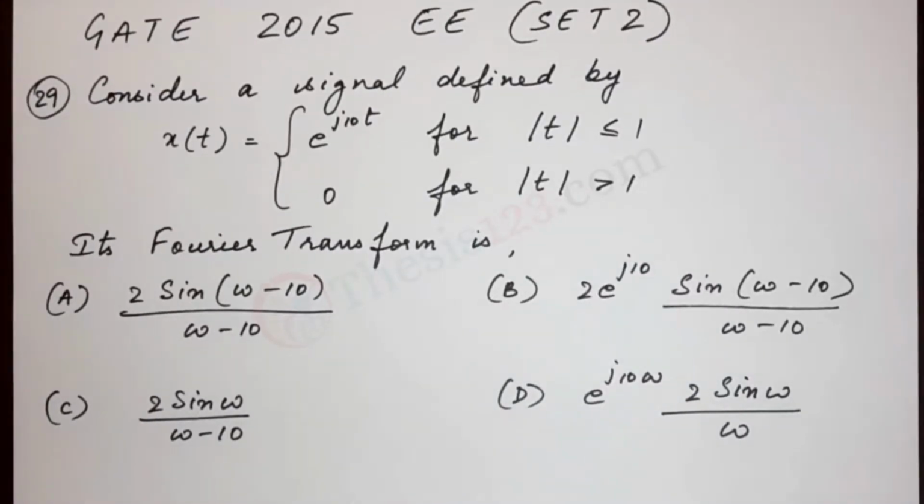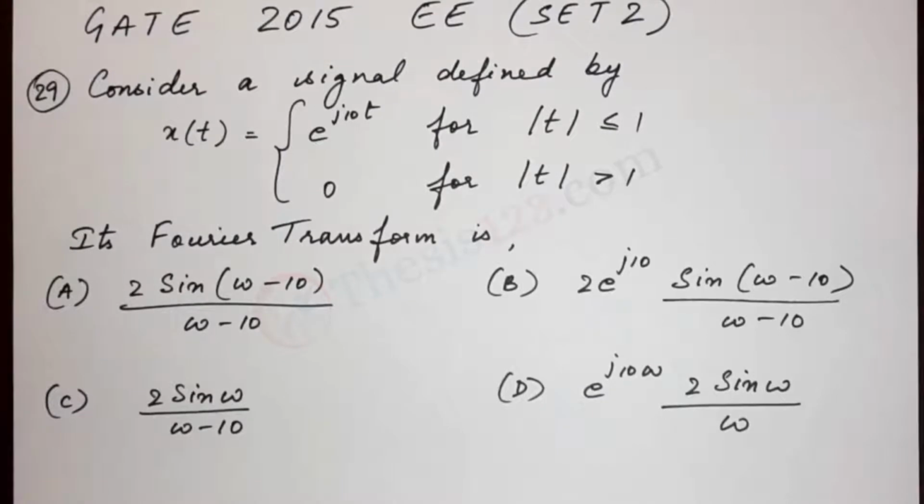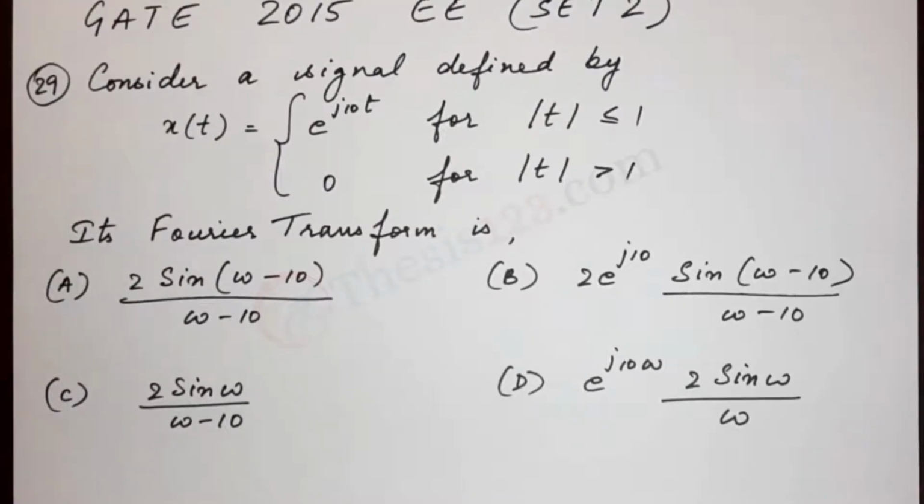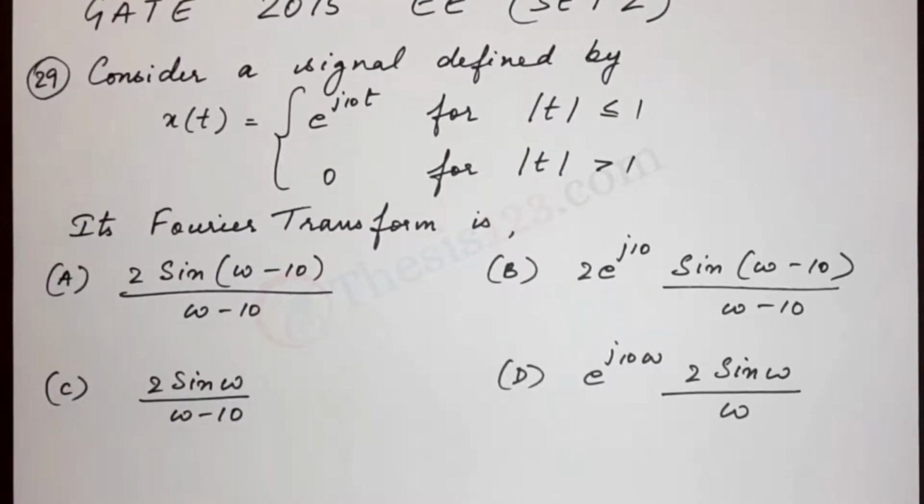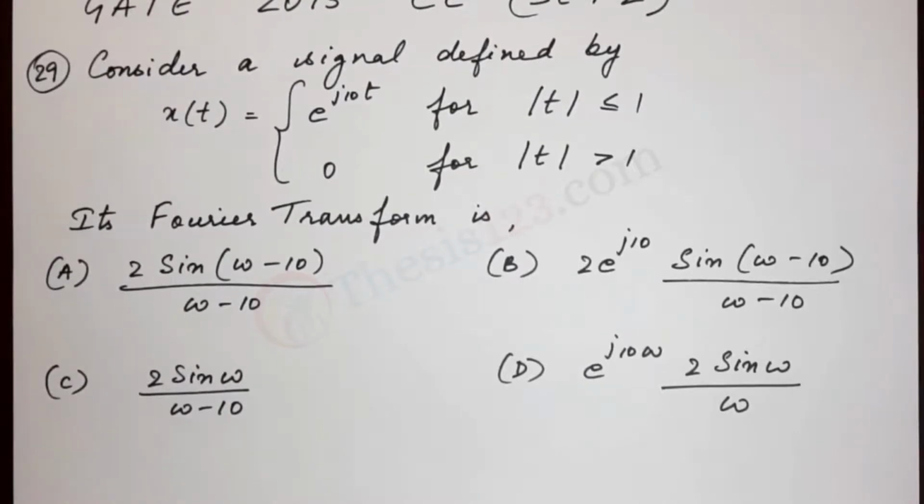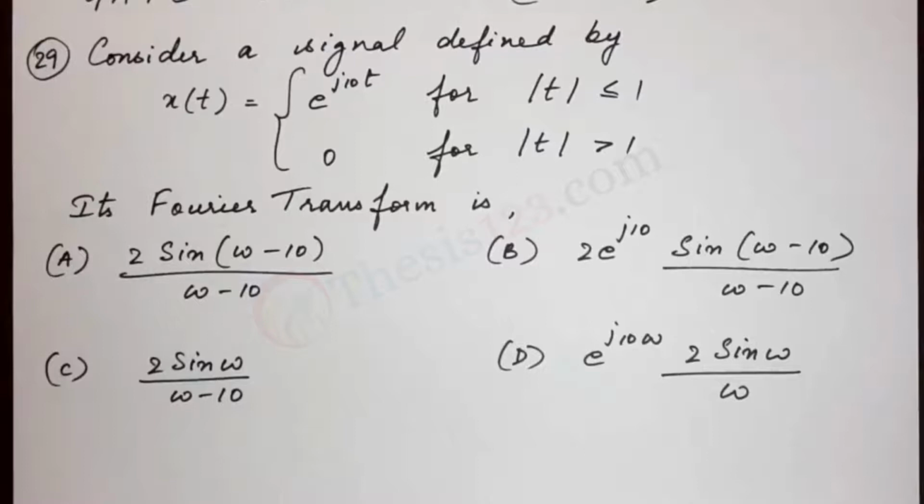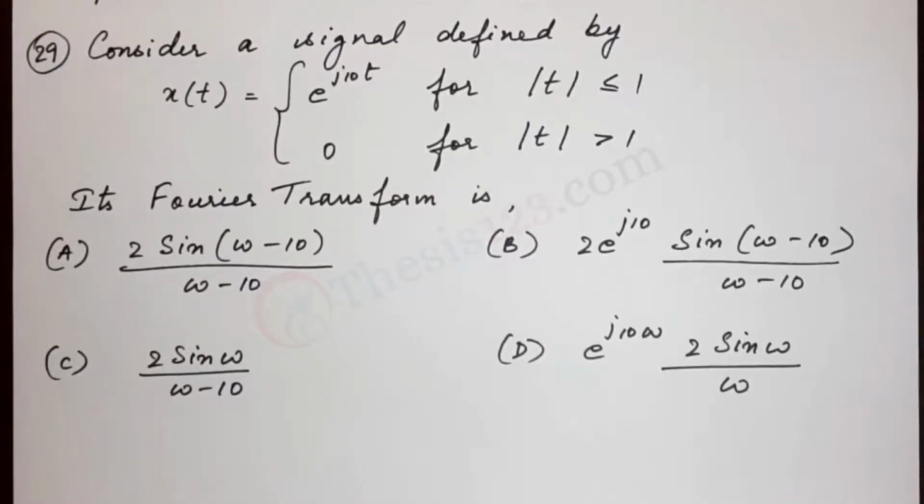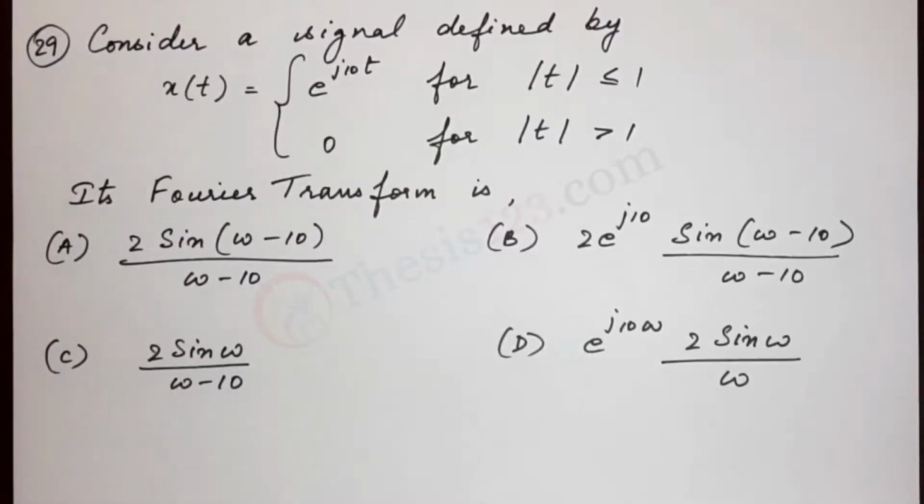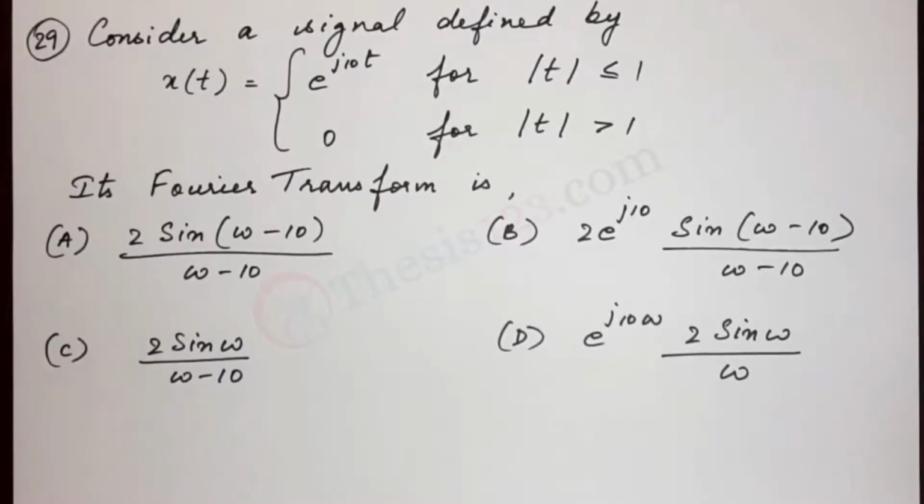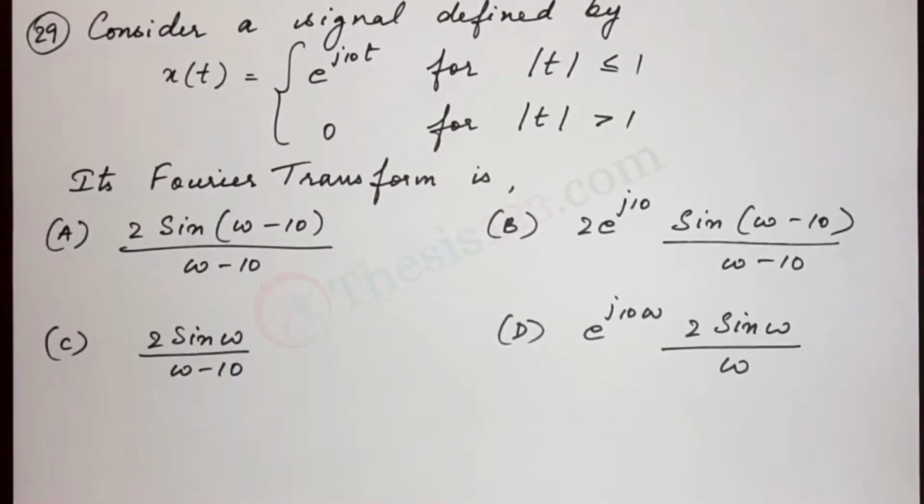So here's our next question, number 29. Consider a signal defined by x of t equals e power j10t for mod t less than or equal to 1, and x of t is equal to 0 for mod t greater than 1. Its Fourier transform is, okay, so we have our four options.